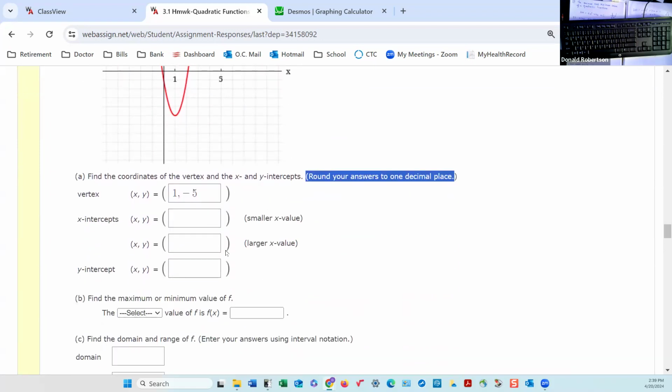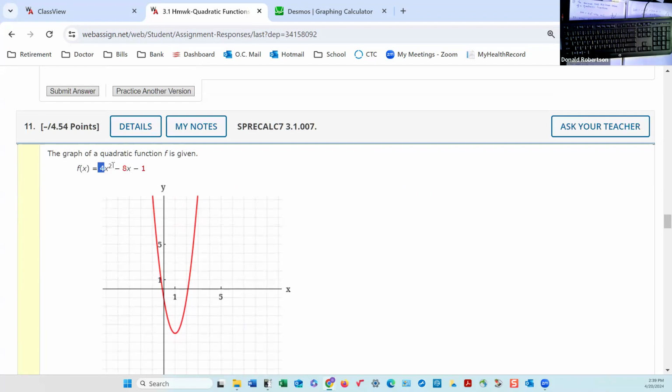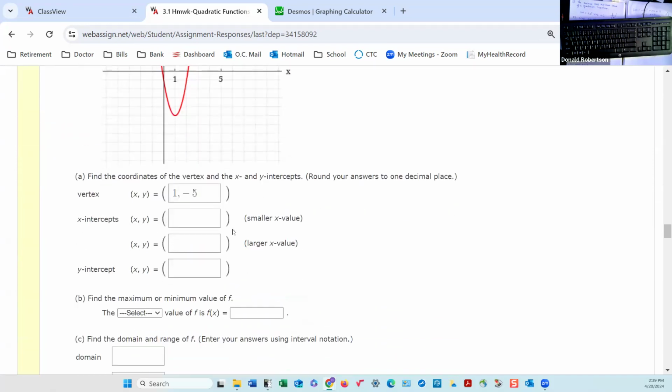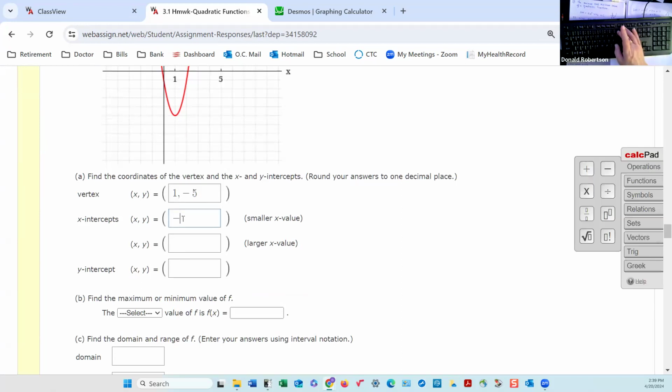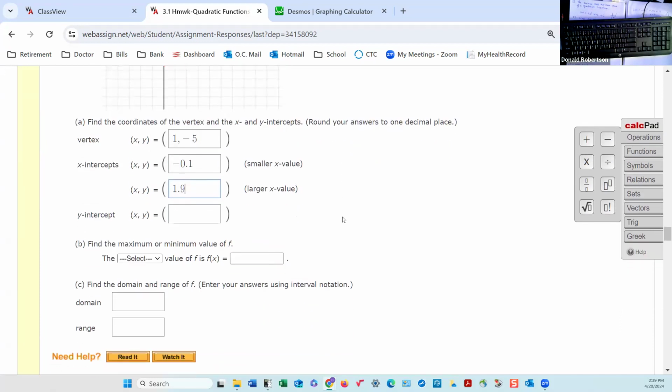Now, if you want to find the x-intercepts, then you're going to have to solve when this is equal to 0. So you're going to have to use x equals negative b plus or minus the square root of b squared minus 4ac all over 2a. We call that the quadratic formula. And I have no idea what the answer is, so I'm just pretending I do. 0.1, negative 0.1, and 1.9. You'll find out yourself.